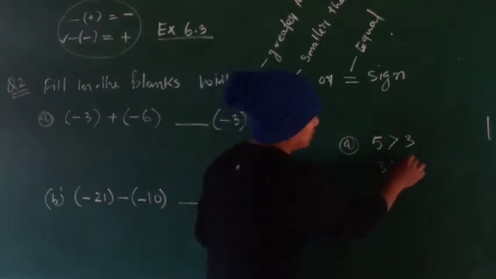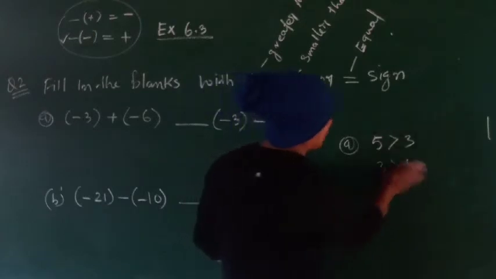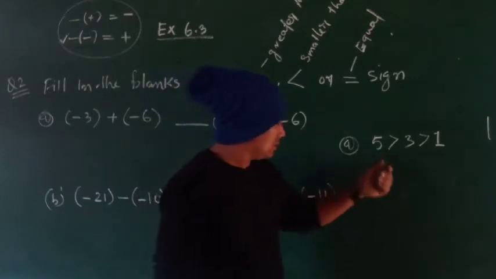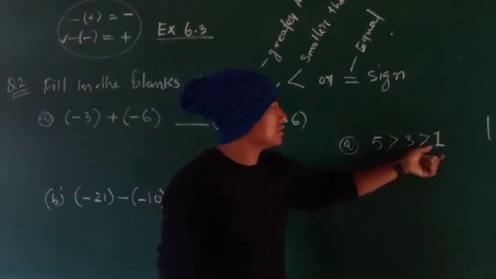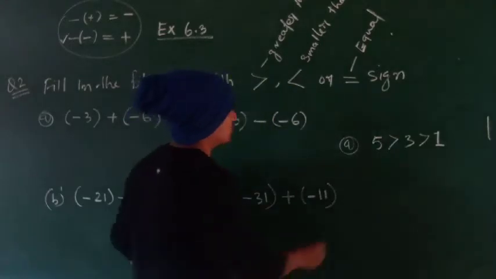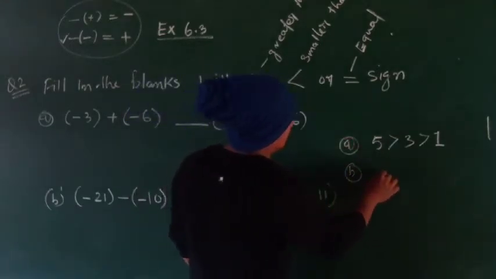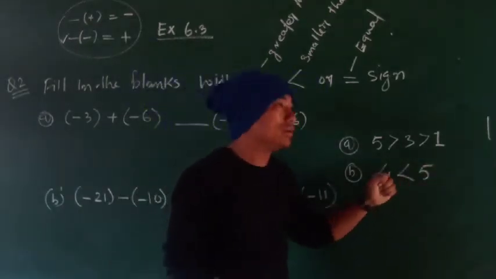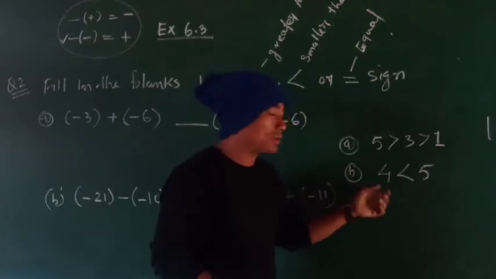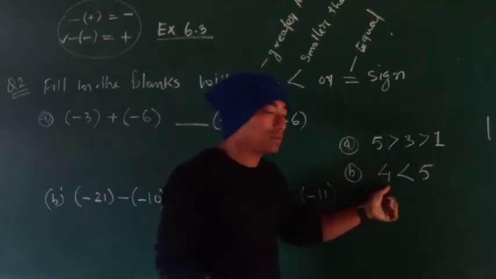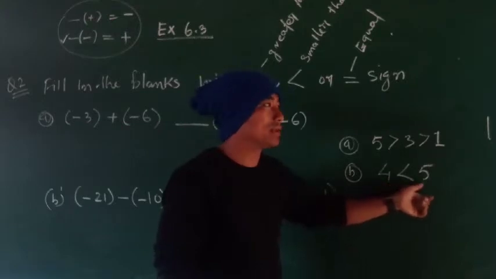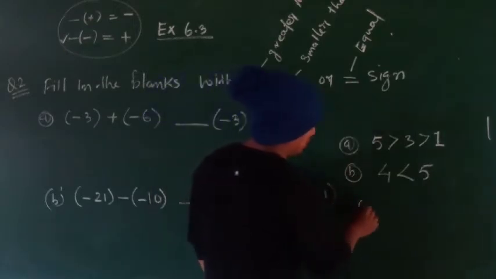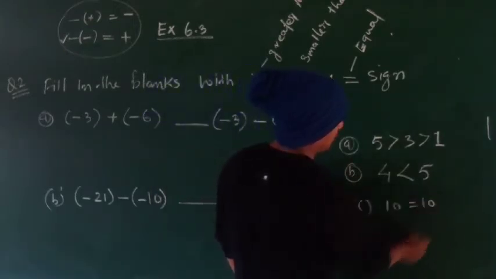Similarly, 3 is greater than 1, isn't it? And when we write in descending order, this is read out as 5 is greater than 3 and 3 is greater than 1, like that. Similarly, when this one, 4 is less than 5, okay, that is 5 is greater than 4. So we actually read from the left side only, so 4 is less than 5, like that. Okay, it should be read like this: 4 is less than 5, and this equal sign, let's say 10 is equal to 10, like that.